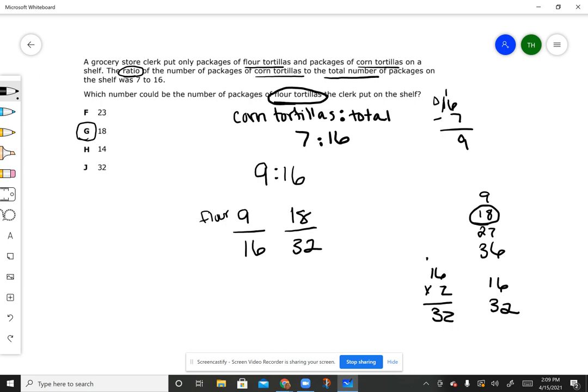So whenever you see a question like this, you're looking for the multiples. List out your multiples to find your answer.